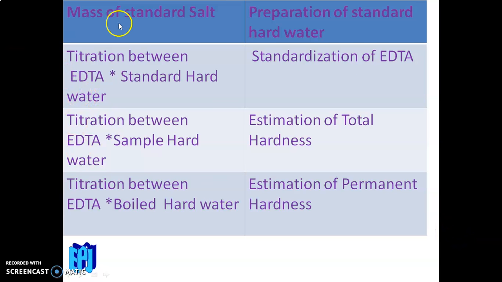If the mass of the salt is provided, that is for preparation of standard hard water. Titration against EDTA versus standard hard water is the data for standardization of EDTA. Titration between EDTA and sampled hard water is required for estimation of total hardness, and titration between EDTA and boiled hard water is for estimation of permanent hardness.